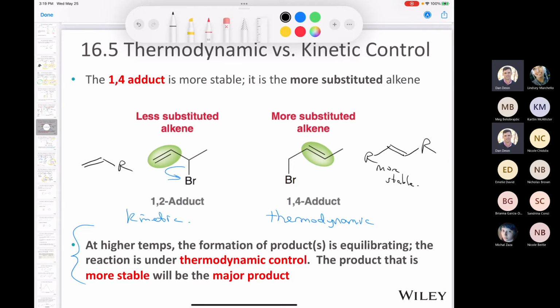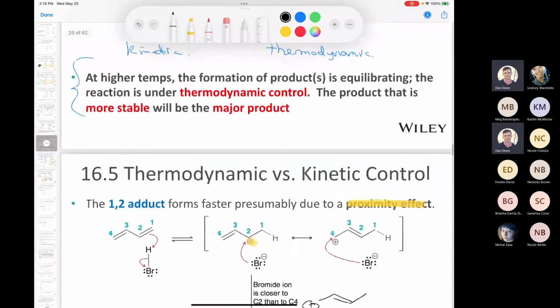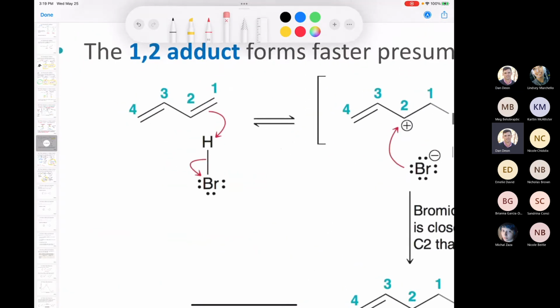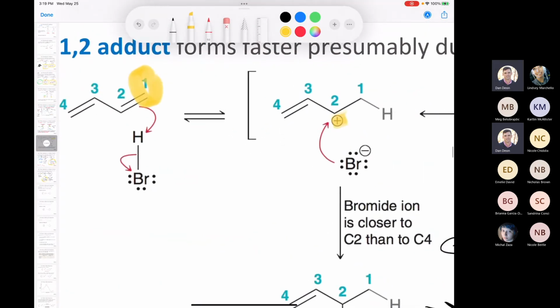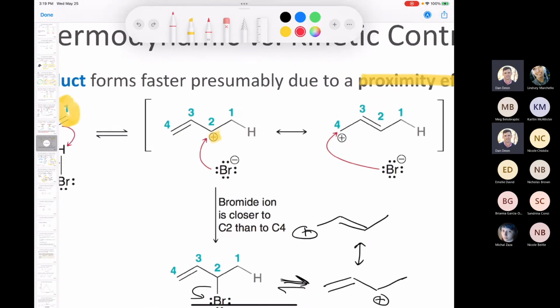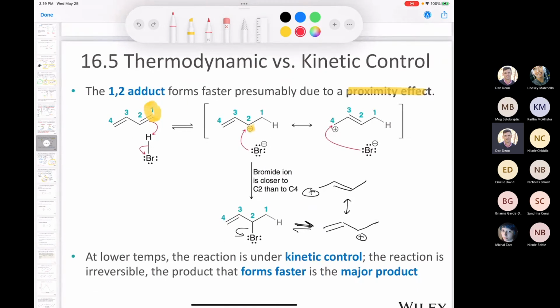Think about kinetics deals with speed. How fast can we get the reaction to occur? And if we look at the nucleophilic attack in the 1, 2 product, think about it. You protonate at carbon number 1, you form a carbocation at number 2, and before anything can happen, the attack just happens right away at carbon number 2. And so it's faster. And that's why we call that the kinetic product. Does that help? Okay, there we go. So kinetics deals with the speed, and the thermodynamics deals with the stability.